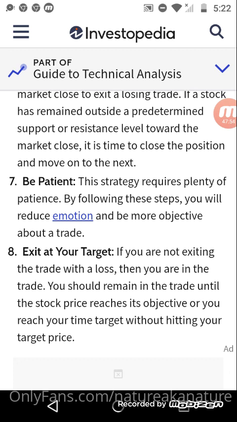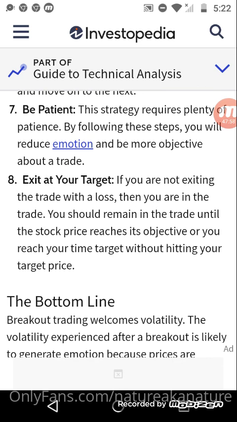So again, this is how you trade. This is a breakout strategy. What is a breakout strategy? This is the breakout strategy.